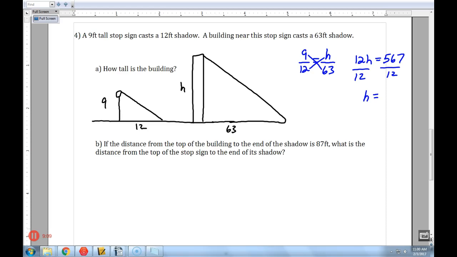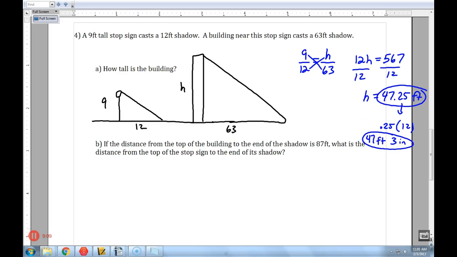punch something in wrong, 47.25 feet. That's decimal feet. Now if I wanted to change this into inches, I go 0.25 times 12, and a quarter of 12 would be 3 inches. So 47 feet, 3 inches would be the exact height of that building.